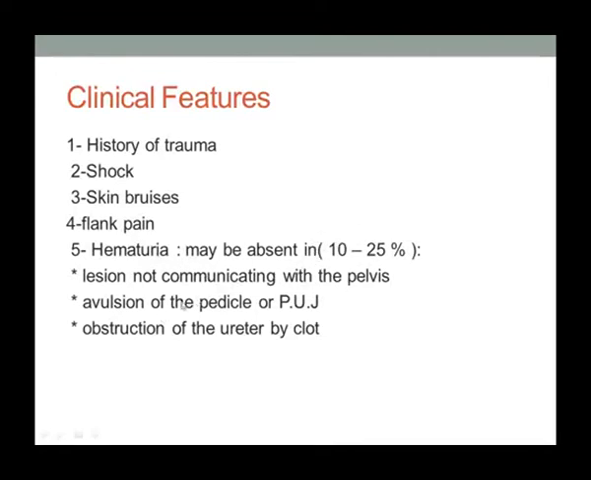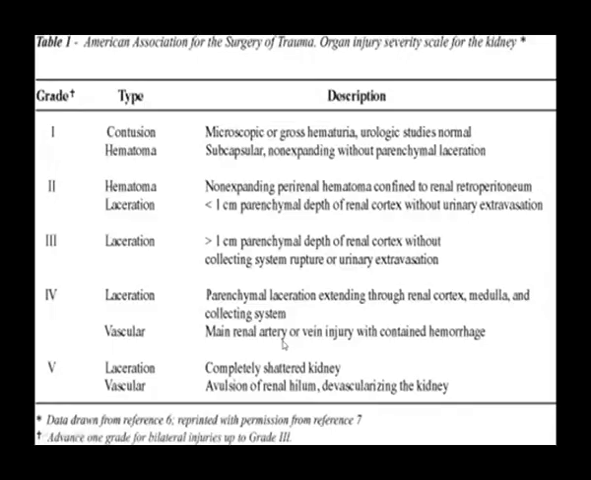And there are three important reasons why the renal trauma is not communicating with the pelvis: there may be avulsion of the pedicle, or there may be PUJ avulsion, another reason, or a blood clot obstructing the ureter.